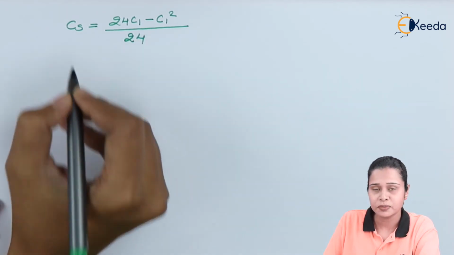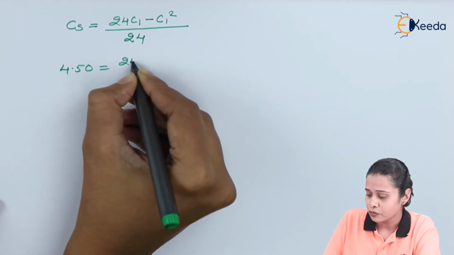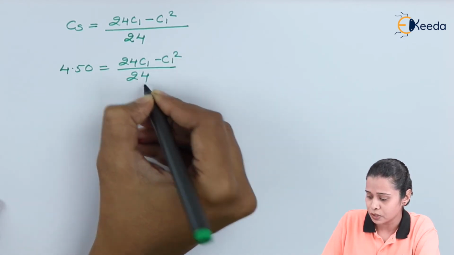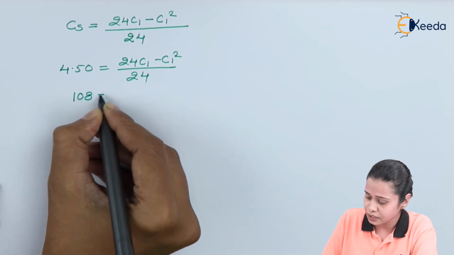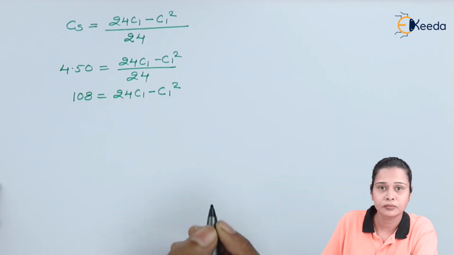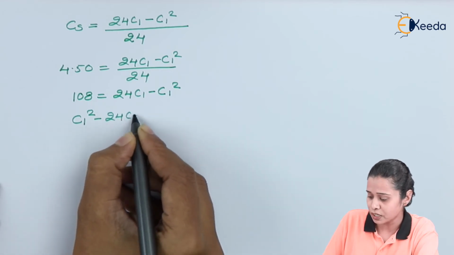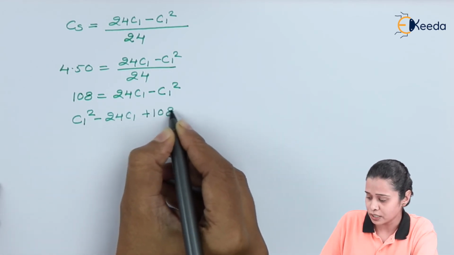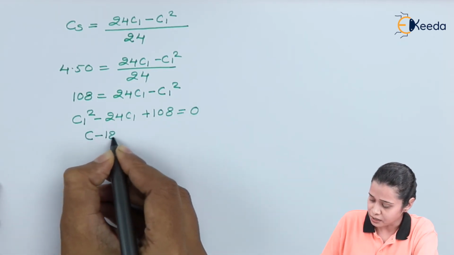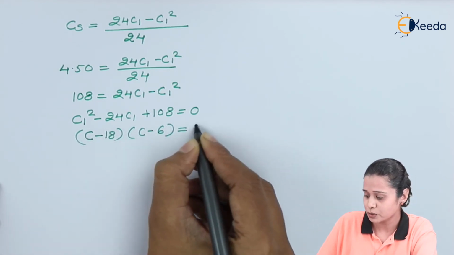Hence, the value of CS is given, that is 4.50, which is equal to 24 C1 minus C1 square upon 24. 108 is equal to 24 C1 minus C1 square. Hence, we will write here C1 square minus 24 C1 plus 108 is equal to 0. Hence, we will have here C minus 18 into C minus 6, which is equal to 0.